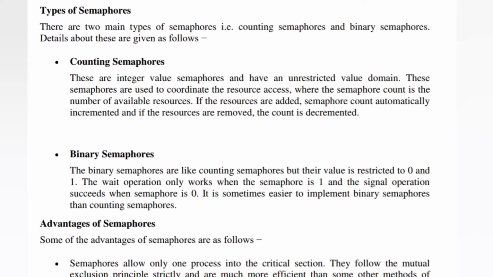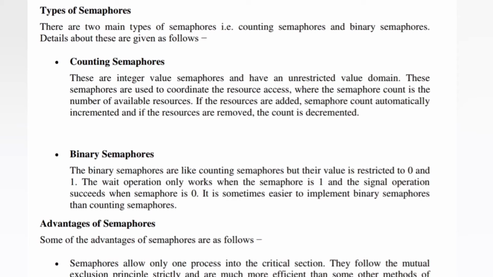Binary semaphores: the binary semaphores are like counting semaphores, but their value is restricted to 0 and 1. The wait operation only works when the semaphore is 1, and the signal operation succeeds when the semaphore is 0. It is sometimes easier to implement binary semaphores than counting semaphores.